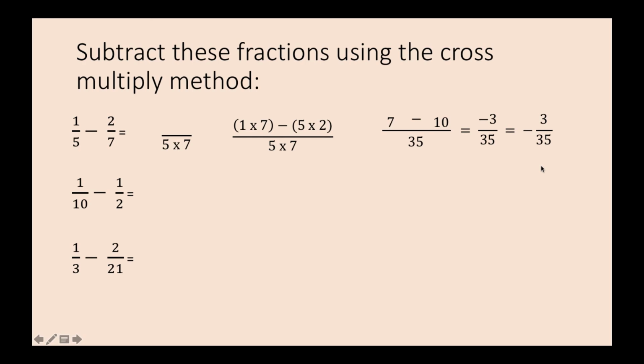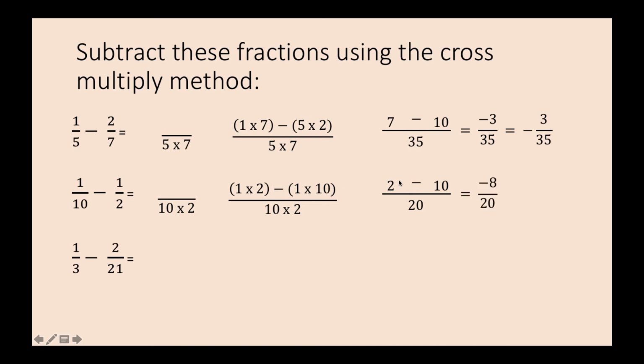Okay, so the next one, 1/10 minus 1/2. So we do 10 times 2 on the bottom, and then 1 times 2 here, minus 1 times 10 here. Sorry, let's do the bottom first. 10 times 2 is 20. 1 times 2 is 2, and 1 times 10 is 10. And again, you've got another minus answer. So 2 minus 10 gives us minus 8.